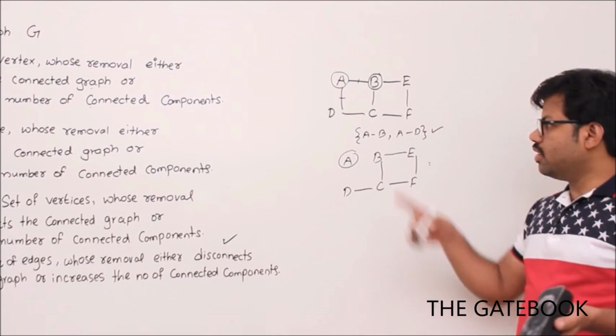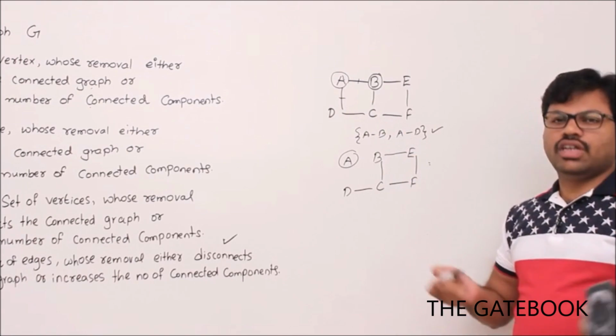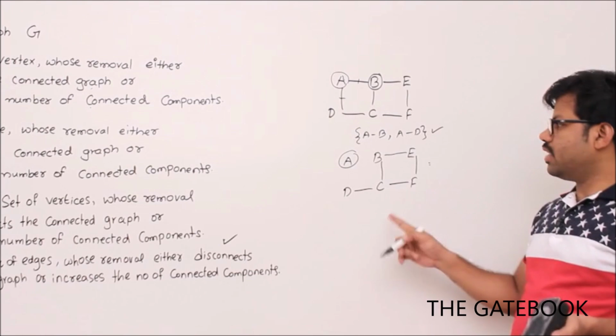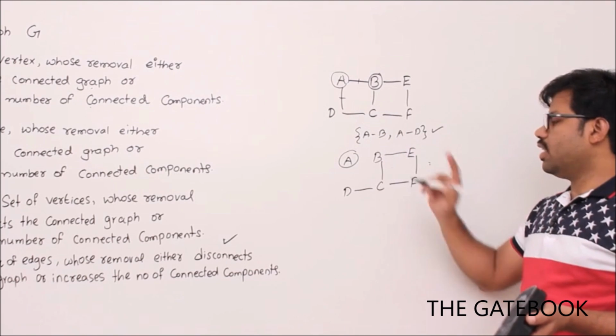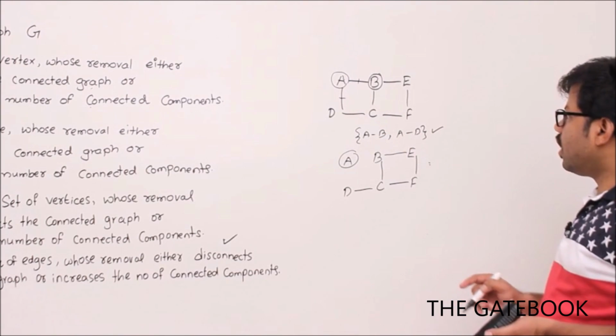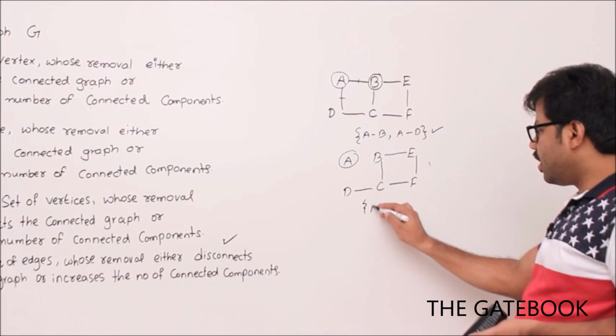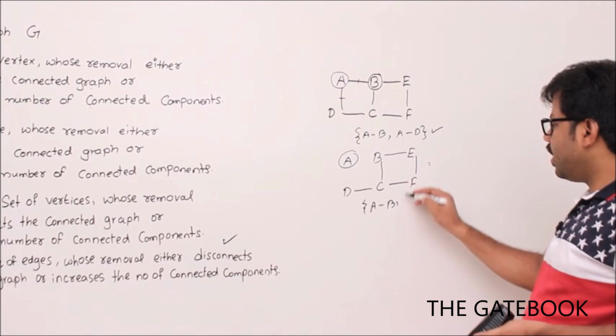There is one more reason. The number of connected components also increased. So for any reason I can say that this combination is a cut edge set. Okay. So one more cut edge set. Let's add anything to this AB, AD.